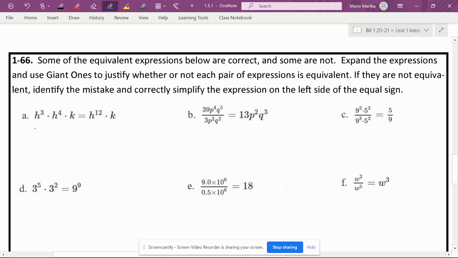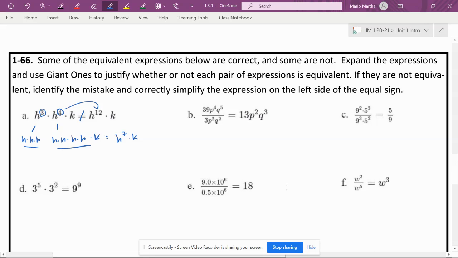If we expand this right here, we'll notice that's h times h times h, and this one would be h times h times h times h times k. So here we have a total of 7 h's, so h to the 7th times k. So these two are not equivalent, and pretty much what they did was that they multiplied the exponents to get 12 instead of adding them.